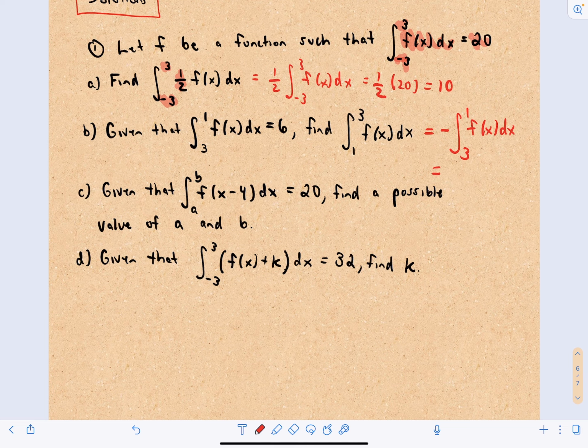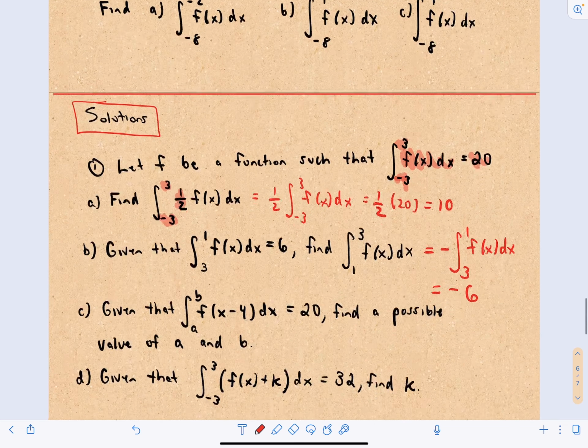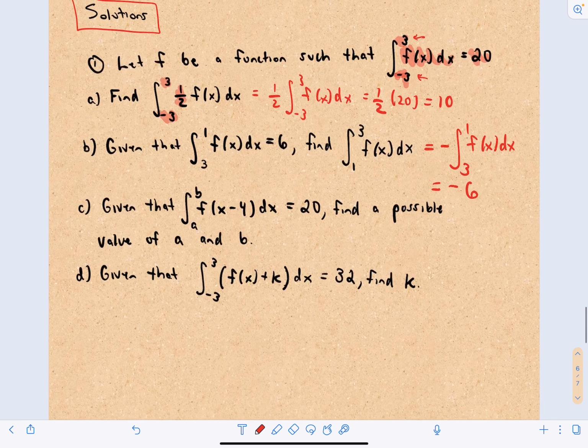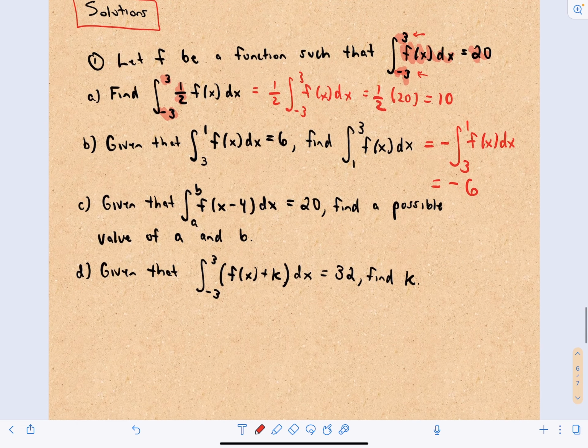Okay, so part C, given that we've got the integral from a to b of f of x minus 4 dx, that equals 20. We want to find a possible value for a and b. Notice we went from -3 to +3. That integral is equal to 20, so we're just doing a shifting. So notice if we shift this function f of x on this interval -3 to 3, let's see.